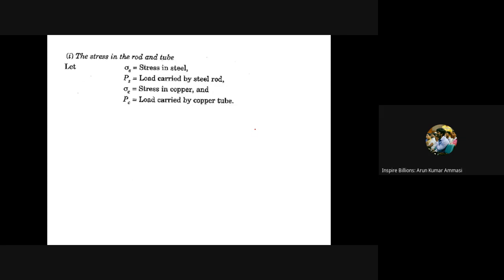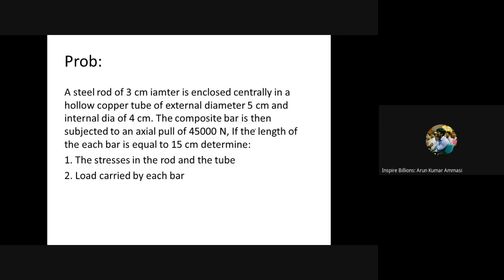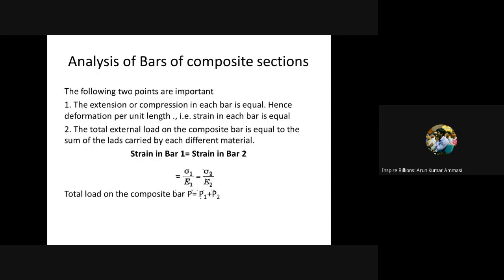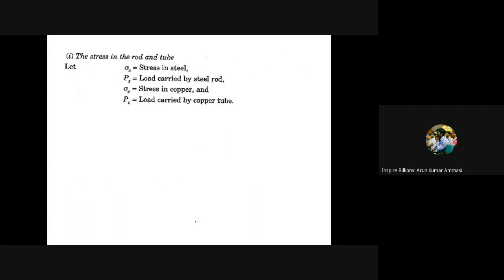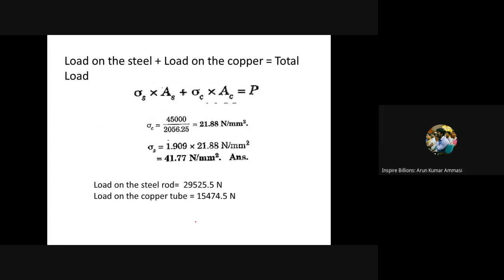By using the relationship, the total load acting on the composite bar P is equal to the load acting on composite 1 plus the load acting on composite 2, combined together will give the elongation of the complete assembly. Using that relationship, we can get the load acting on the steel rod and the load acting on the copper tube just by looking at this relationship.